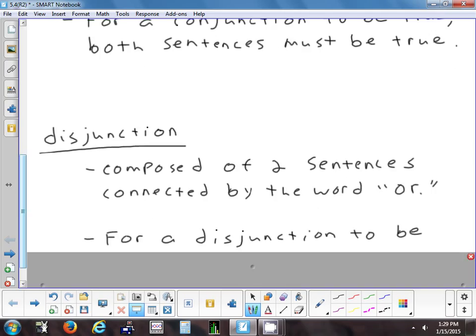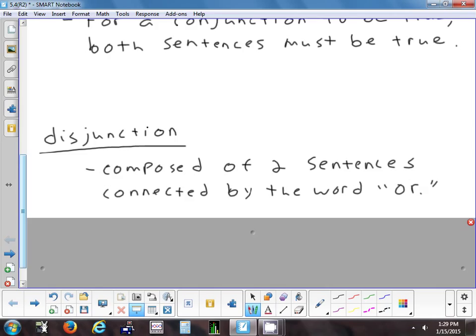Let's say I said we're in the month of January, or it is Thursday. Okay, let's look at both of those. We're in the month of January. Is that right? Yes. It's Thursday. Is that true? Yeah. Both of them are true. So in that case, we would say what I just told you, we're in the month of January, or it's Thursday. I just said something true to you. That's true.